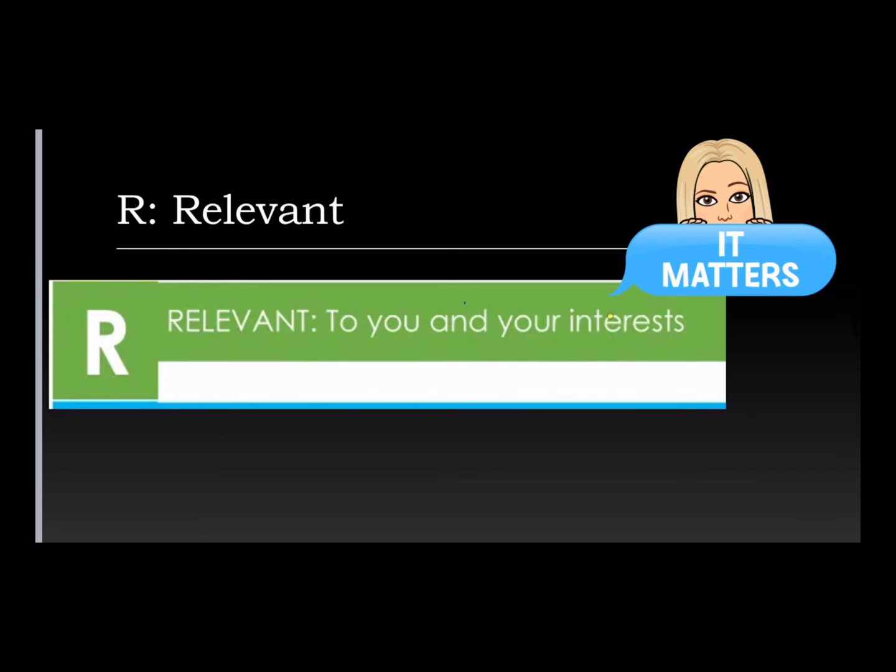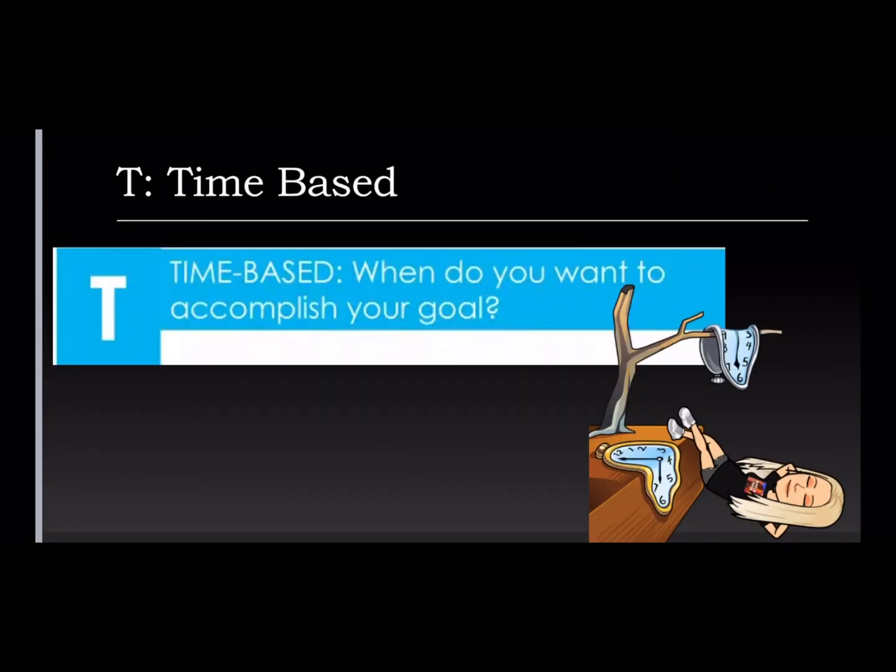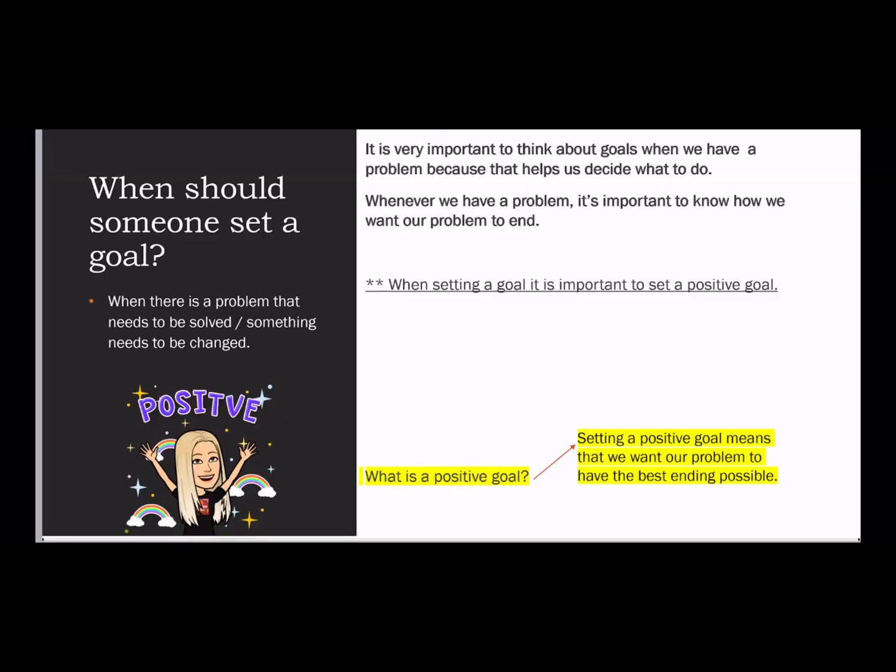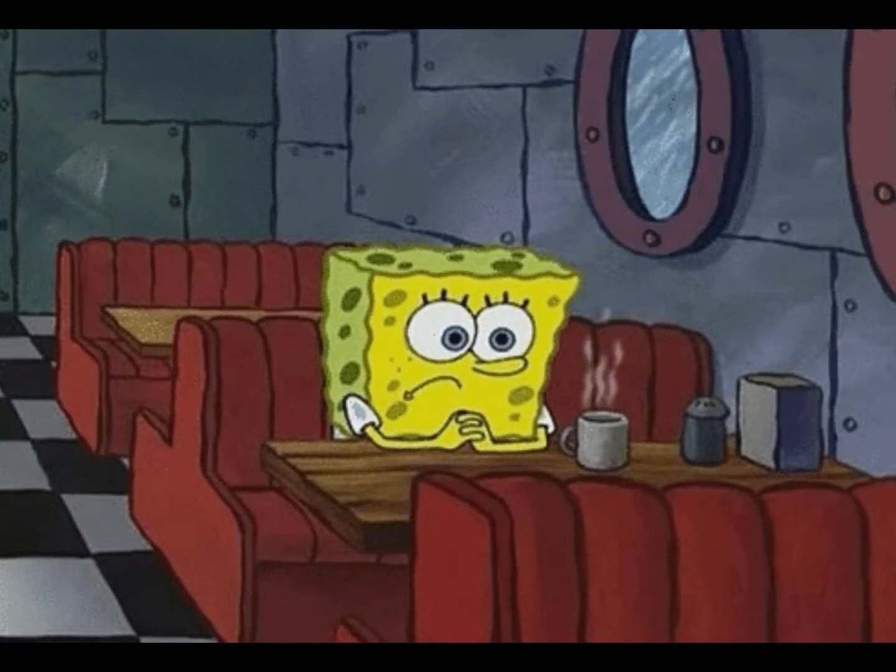The R means relevant. Your goal needs to matter to you. And the T stands for time-based. You need to think about when you want to accomplish your goal by. It's important to think about goals when we have a problem because that helps us decide what to do and how to solve our problem.